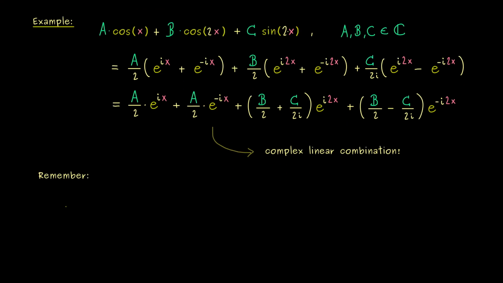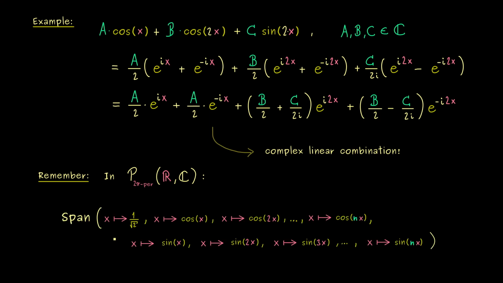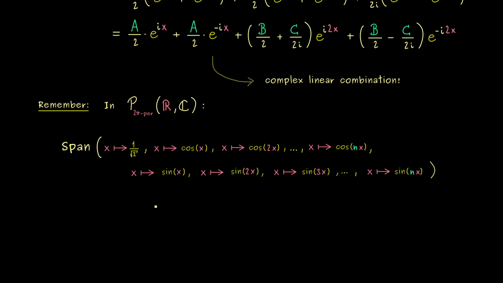And with that, we have the important fact of this video, something you definitely should remember. Namely, in our space of the trigonometric polynomials that are complex valued, we have two possibilities to describe subspaces. For example, we can take the span of the vectors that are given as the constant function, then the cosine functions until cosine of nx, and then the sine functions until sine of nx. Hence we see we have 2n plus 1 functions inside this span.